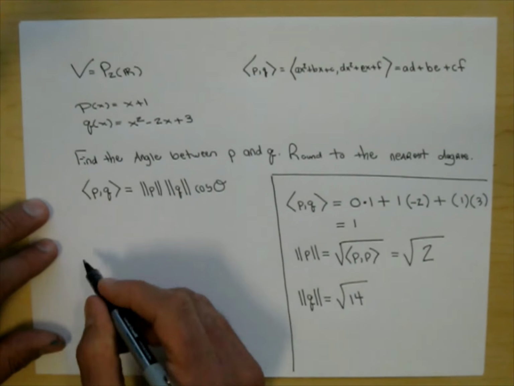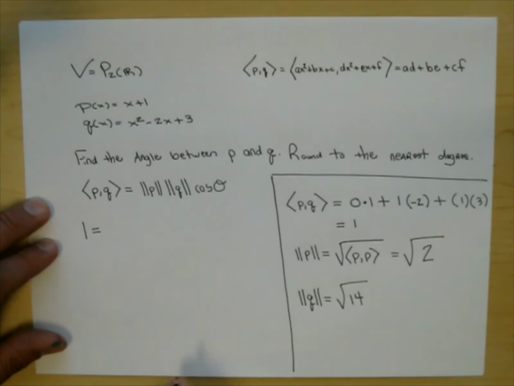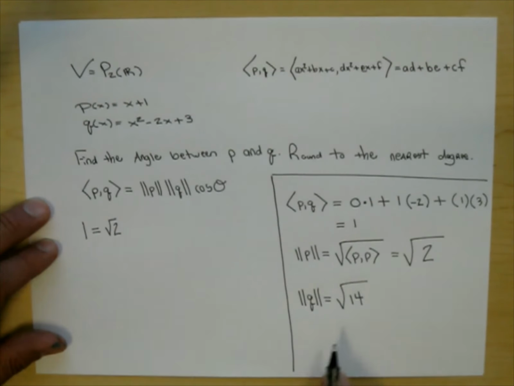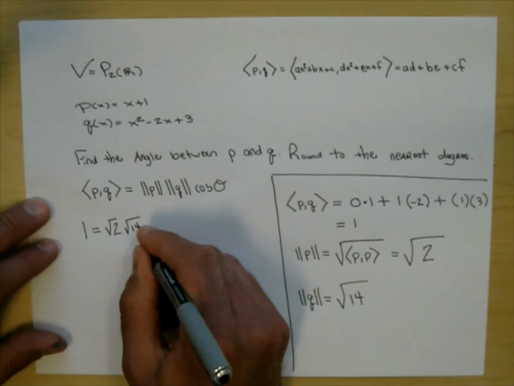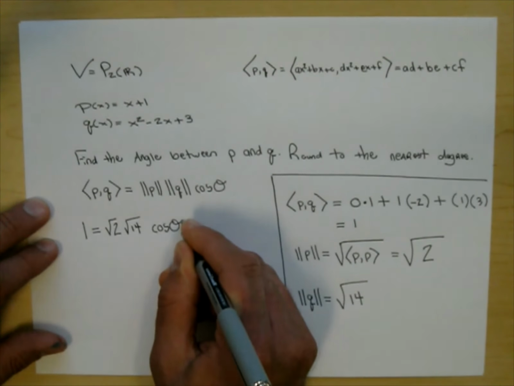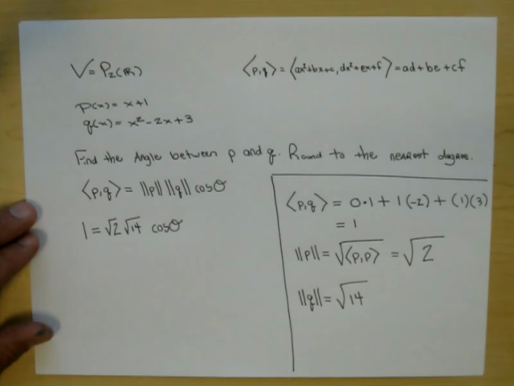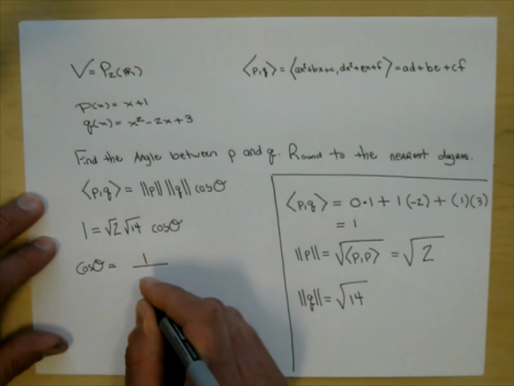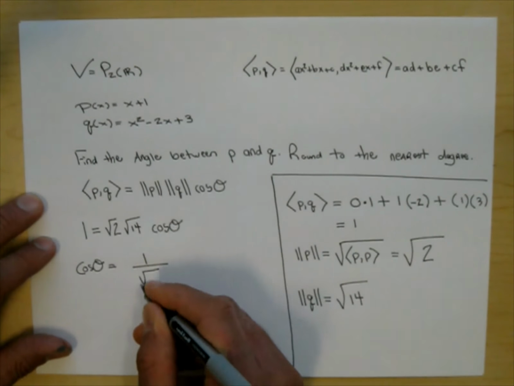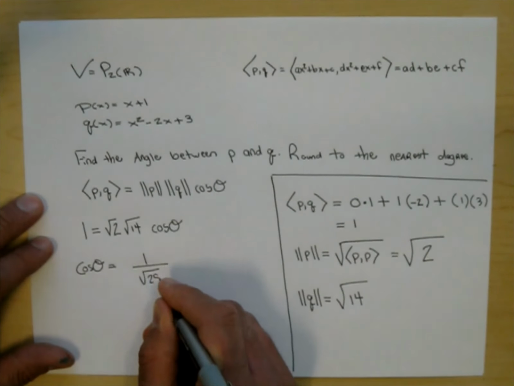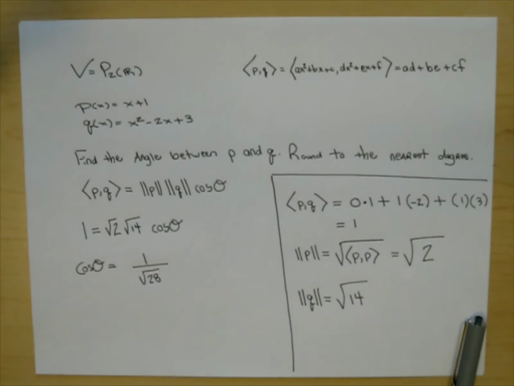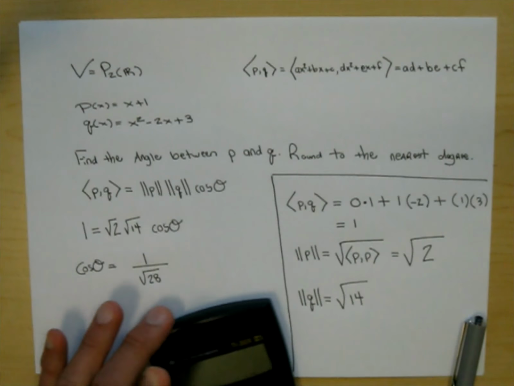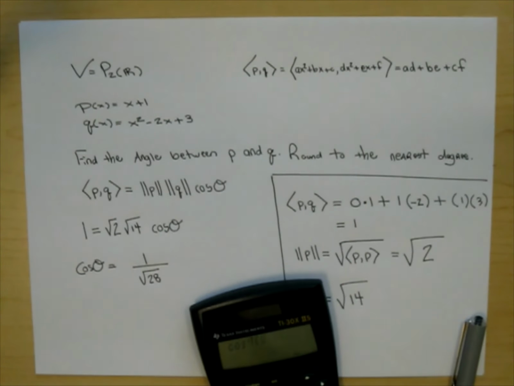So I'm going to plug this information into this formula. Inner product of P and Q is 1. Length of P is root 2. Length of Q is root 14, cosine theta. Divide both sides by root 2 root 14. You get cosine theta equals 1 over the square root of, I'll just write this as 28. You can do that if you want, because I'm going to be entering this into the calculator. It's the first time I had to use my calculator for a while. During this review, I don't think I used my calculator at all.